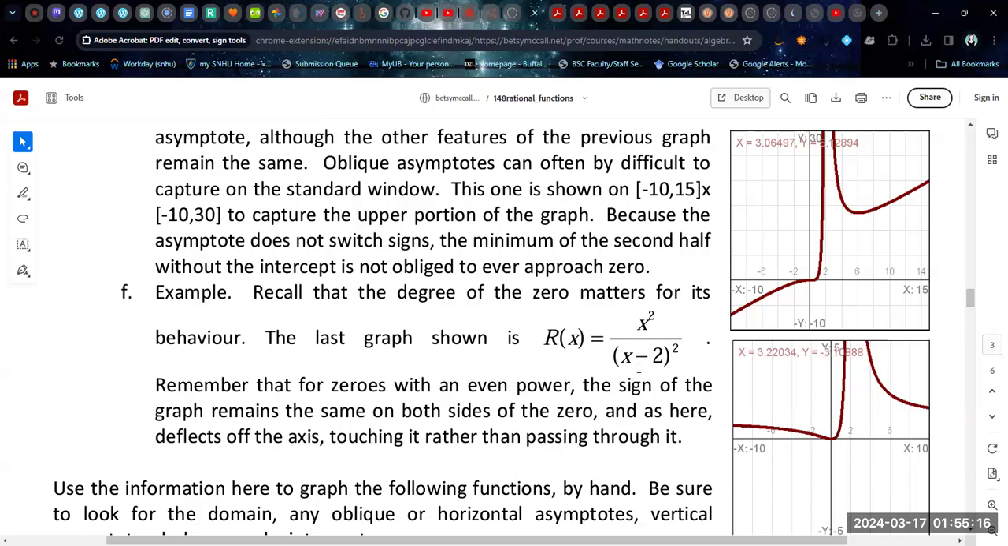So again, if it's repeated an even number of times, we're going to stay on the same side of infinity on the other side of the asymptote. If it's an odd multiple, either by itself or maybe it's a cube, then it's going to flip the sign. If it goes to positive infinity on one side, it'll go to negative infinity on the other, and vice versa.